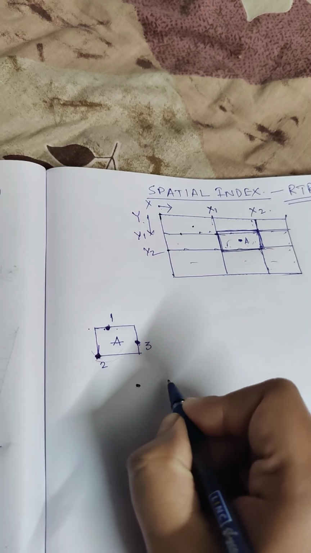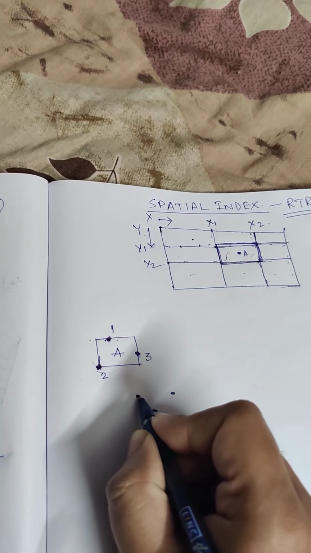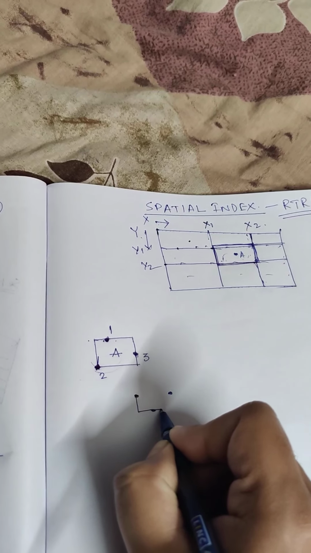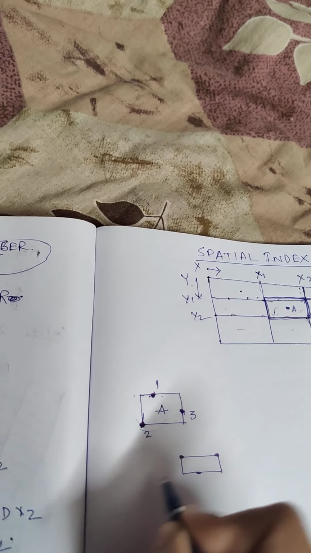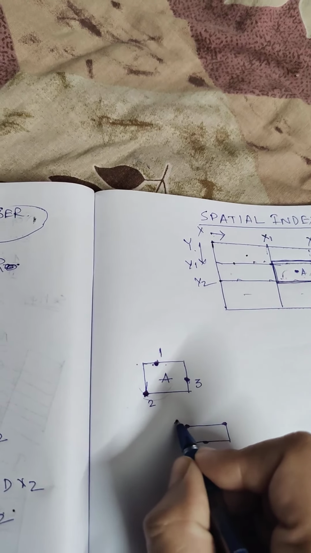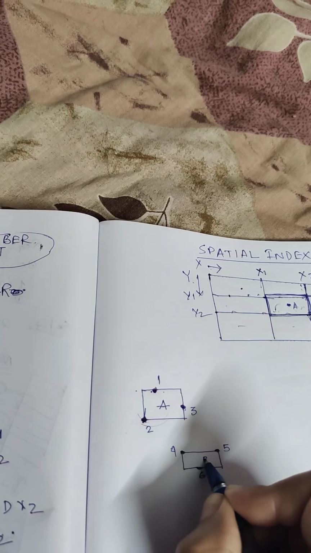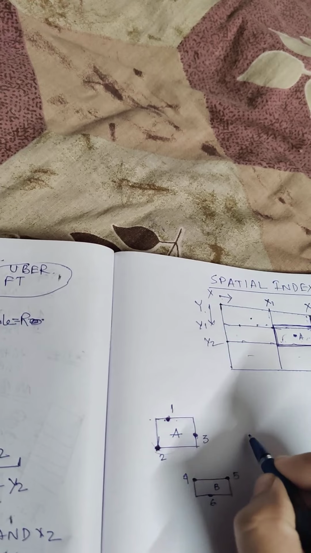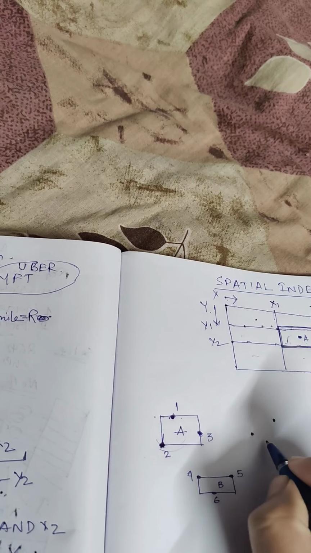Now you got some other points. Suppose this, you got this, and you got this. So what you are trying to do is draw your rectangle over here and name these points. Suppose you got 4, 5, 6, and the box name is P. Fantastic. You got other 3 points.